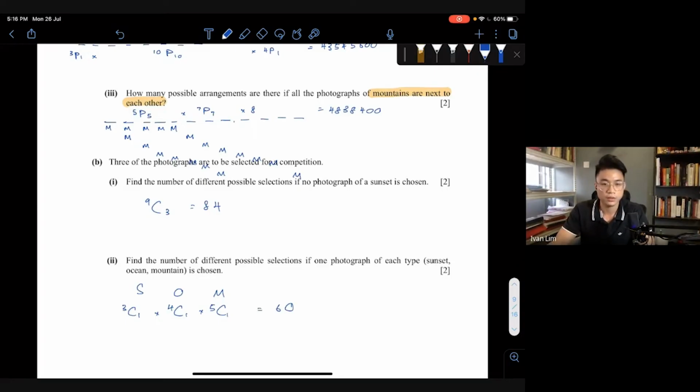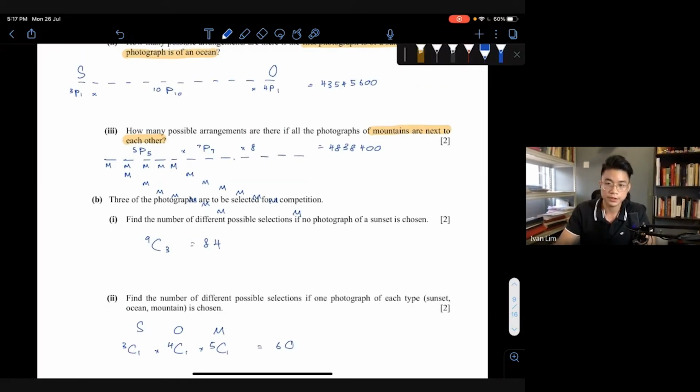Permute is when your order is important. Like all the previous questions, just now in question A, the order is important. If I choose mountain 1, mountain 2, it is different from mountain 2, mountain 1. So you just need to think in that logic: order important or not? Order not important, C. Order important, P. Okay, any questions here? All clear? Okay, let's move on.